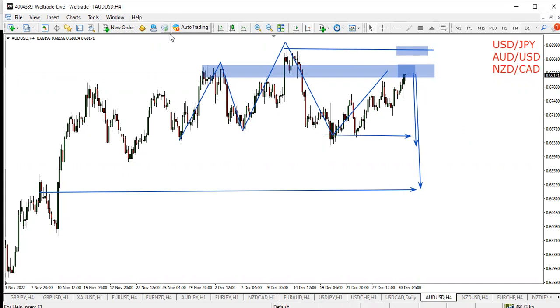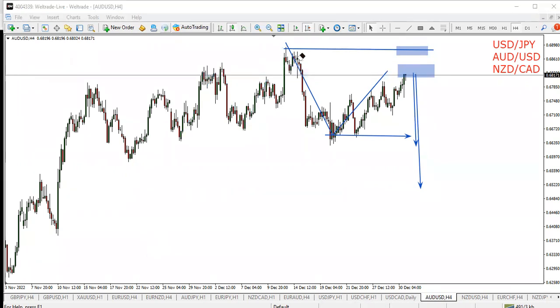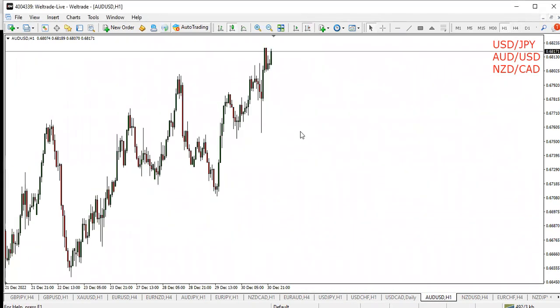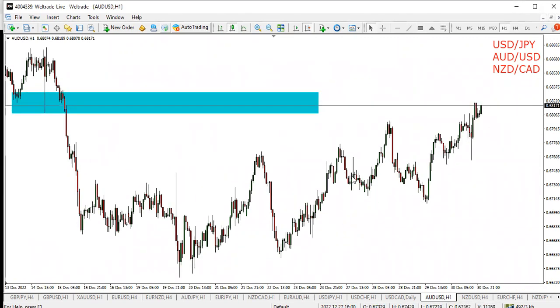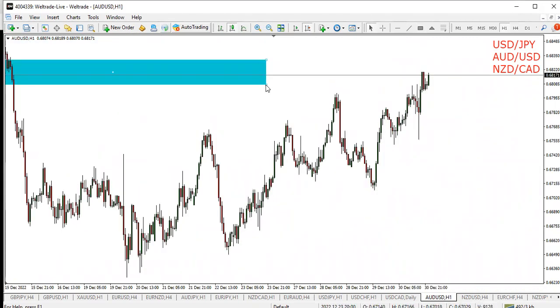So that is what we're looking for to see on this pair. Let us quickly look at the H1 for any extra confirmations. On the H1, the 1-hour time frame, this is what we have. Does not look so great. However, we have price retesting somewhere around here, which is a very good level.